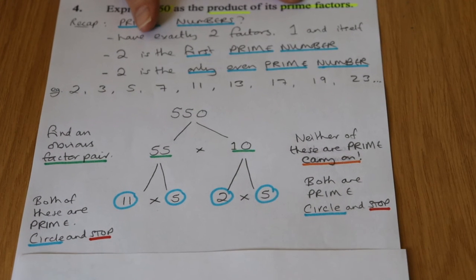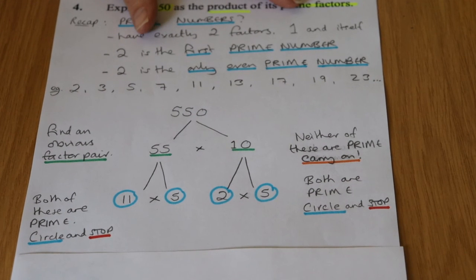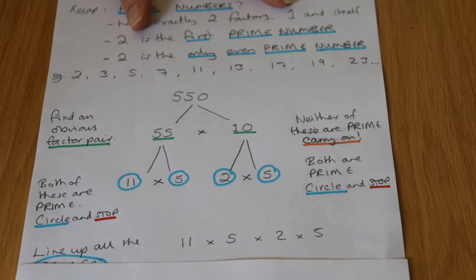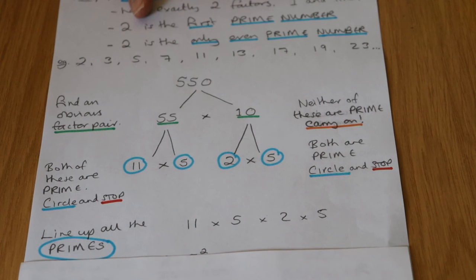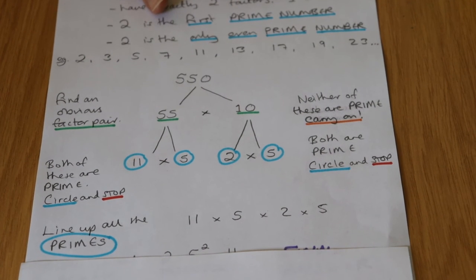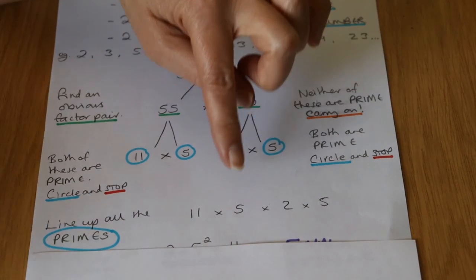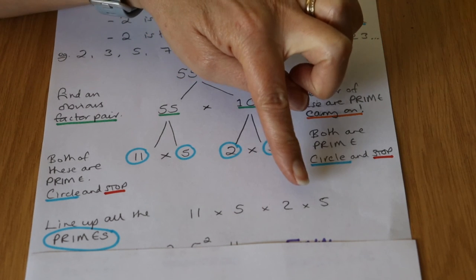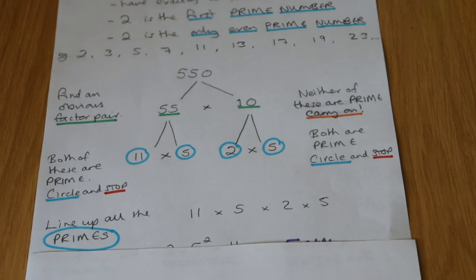Okay, get used to the idea of circling and stopping, because then you're going to use any number that's been circled in your final answer. So next step is to line up all of the primes that you've circled and put multiplication signs because it's a product. So this is 11 times 5 times 2 times 5. It can be tidied up and preferably written in the correct numerical order.